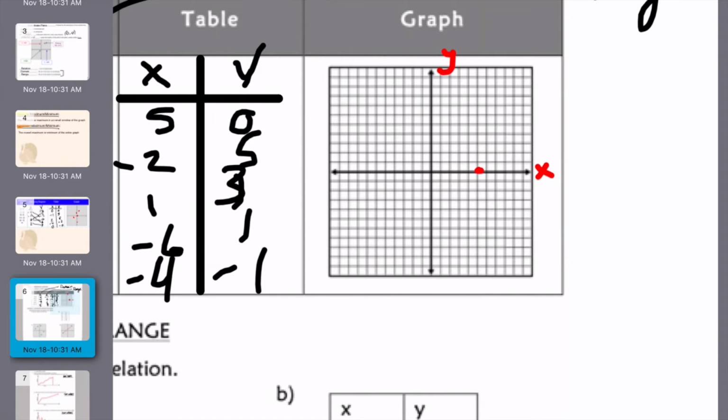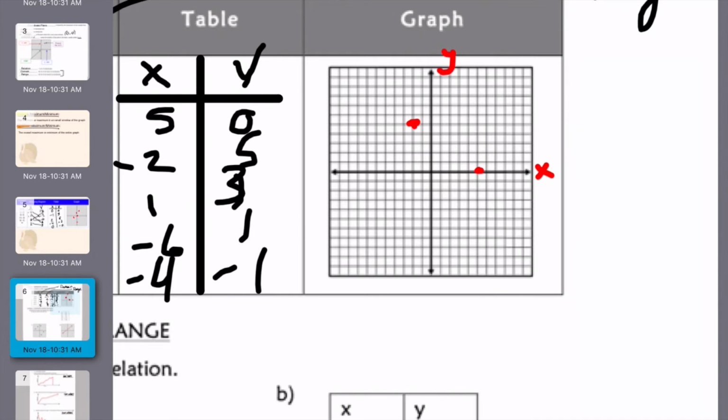Now for -2, 5, that means I need to move to the left 2 and then up 5. So I move to the left 1, 2, then up 5: 1, 2, 3, 4, 5. Put another dot there. Make sure I erase the stuff in there because you are not supposed to leave the lines. You just need to put your dot.